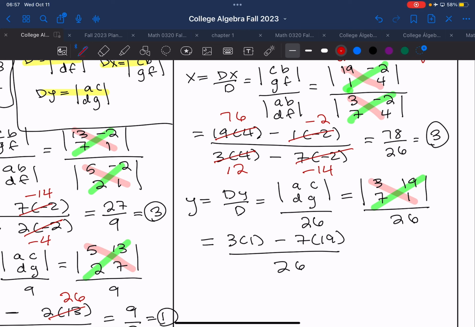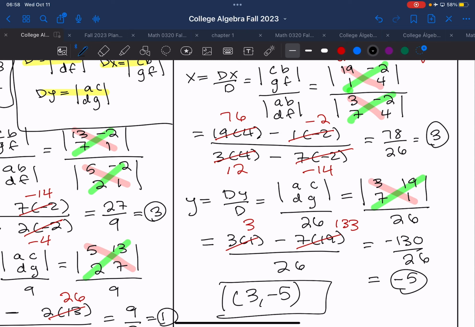So I have 3 times 1, which is 3. 7 times 19, which is 133. Which means I have 3 minus 133, which is -130 over 26. Can I reduce this? Yes. To what number? 5. -5 because of that negative. Meaning my answer is what point? 3, -5. It's very important that you write the answer at the end. If you just solve for x and just solve for y and don't write the answer, that's going to be points off.